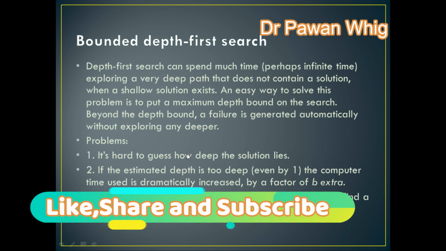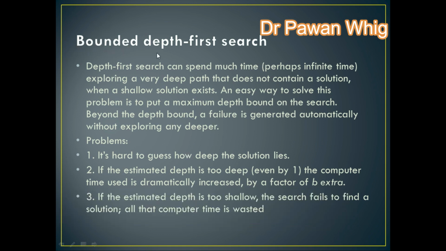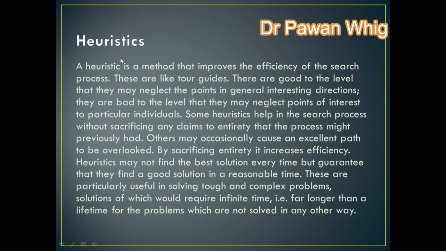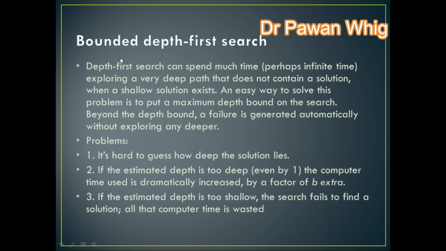So that's why we formed one more algorithm, what we call bounded depth first search. The problem in depth first search, that it sometimes never ends, is now solved in bounded depth first search. These algorithms are very rarely used because they are not heuristic. To get the optimum solution, we will go for informed search, which is what we call heuristic search.